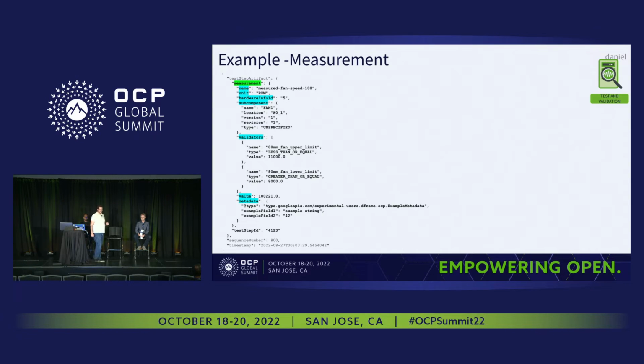Here is a measurement that might be taken by the test, including the name of the measurement, the unit that the measurement was taken in, hardware info of the component that the measurement is actually measuring, subcomponent information about that hardware, and we can have validators. So in this case, we are checking for fan speed, so we want it to be within a certain range. We can specify that with the validators that we have incorporated now in version 2 of the spec. We also have the value that was actually measured, and we can include flexible metadata into that measurement.